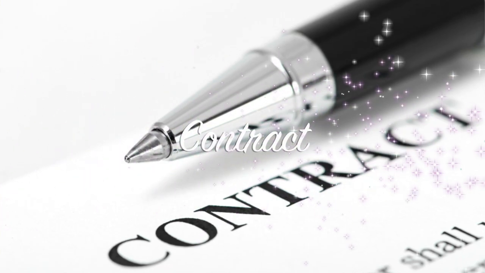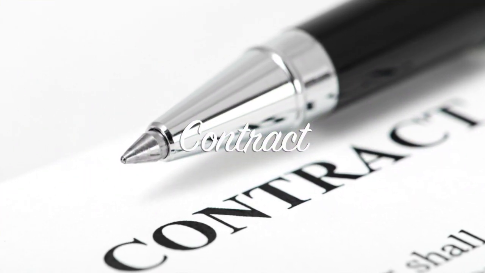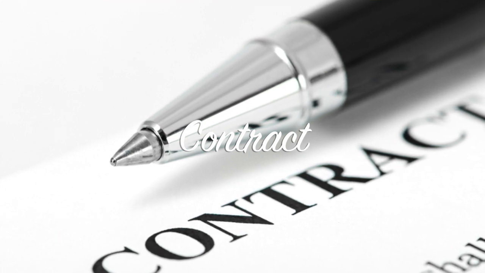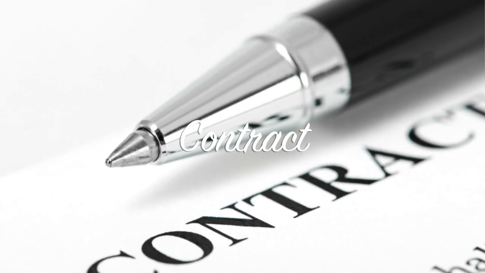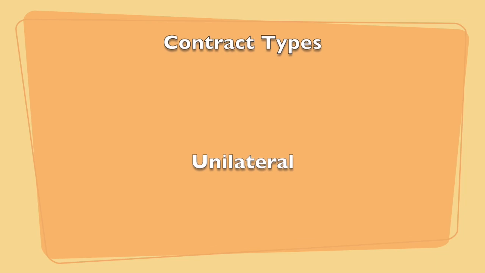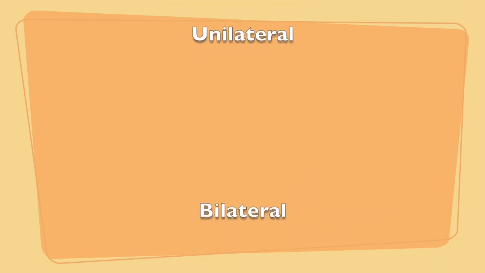So let's start off by defining a contract. A contract is a written or spoken agreement, especially one concerning employment, sales, or tenancy, that is intended to be enforceable by law. There are two types of contracts. One's unilateral, which is one side making a promise. Second is bilateral, which is both sides offering something to each other or making a promise.